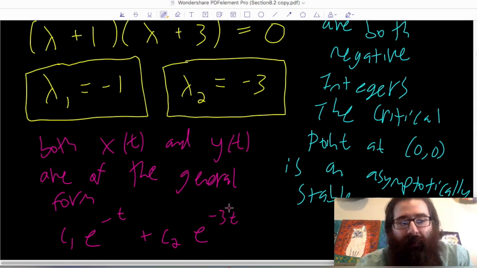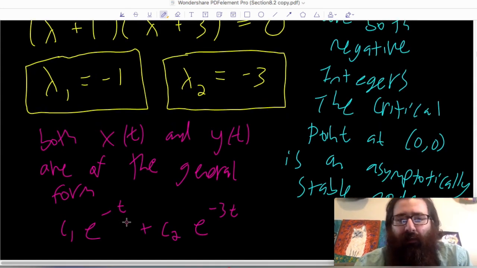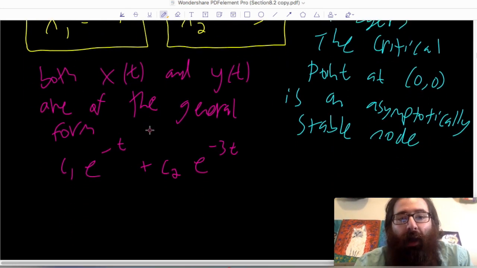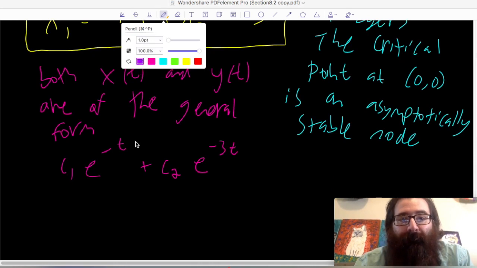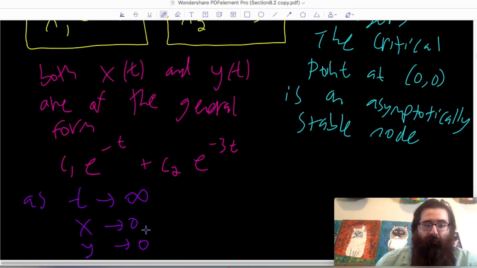Remember that those eigenvalues become coefficients in the exponent of some exponential function, with e as the base. So if we look at this, like we said earlier, as t goes to infinity, this is going to drive both of these general forms for x and for y to 0. Since x and y both are of this general form, that means as t goes to infinity, x goes to 0 and y goes to 0.